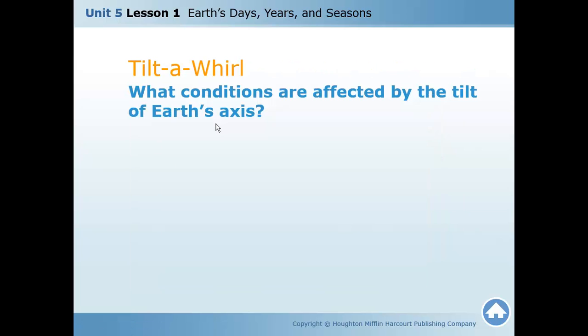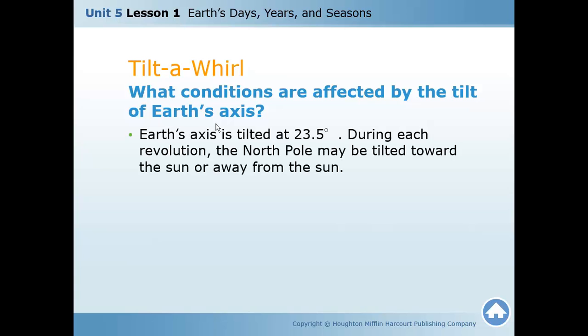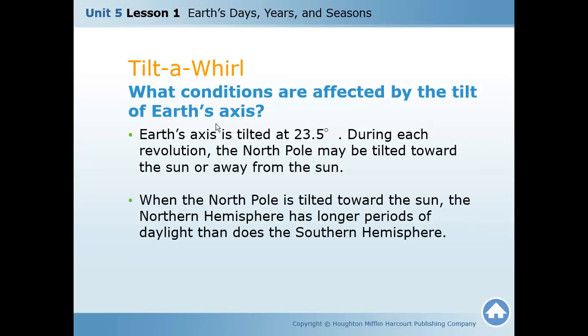Tilt-a-whirl. What conditions are affected by the tilt of Earth's axis? I bet you could already answer this. Earth's axis is tilted at 23.5 degrees. During each revolution, the North Pole may be tilted toward the sun or away from the sun.